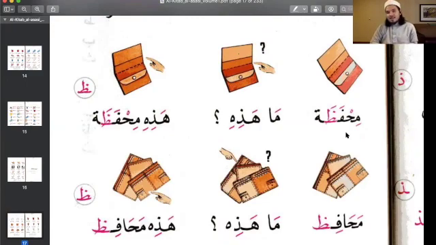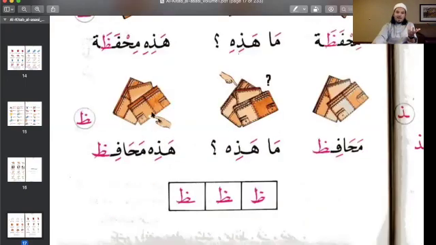So محفظة, right? What word does it sound like? حافظ. حفظ يحفظ, right? Meaning to protect something. So what does a محفظة do? Protect your money. Yes. So right here we have the plural. محافظ. محفظة, محافظ.